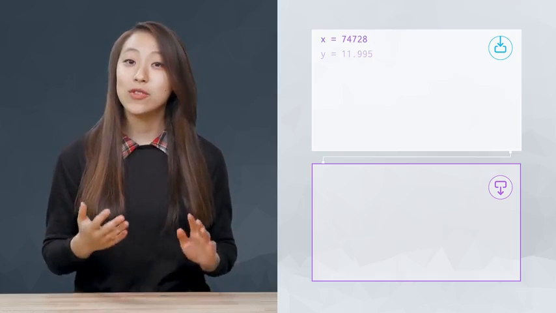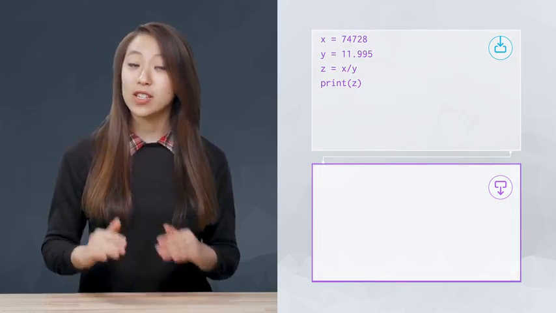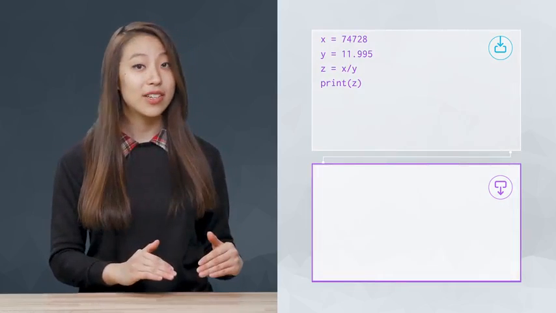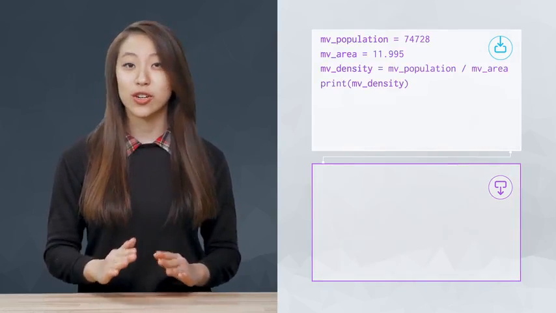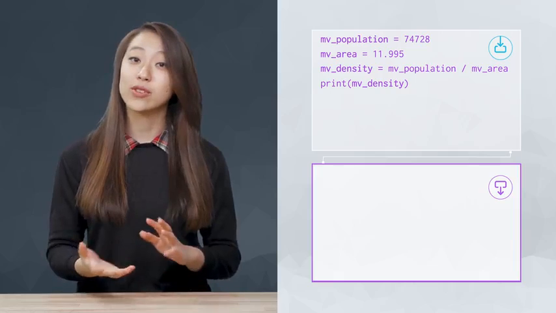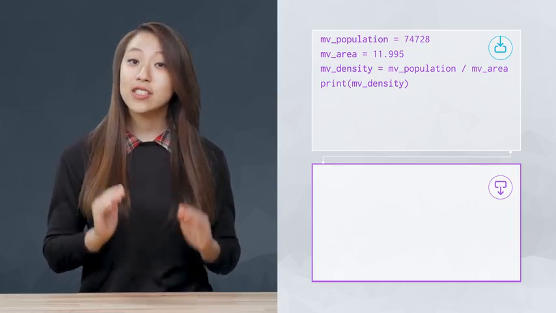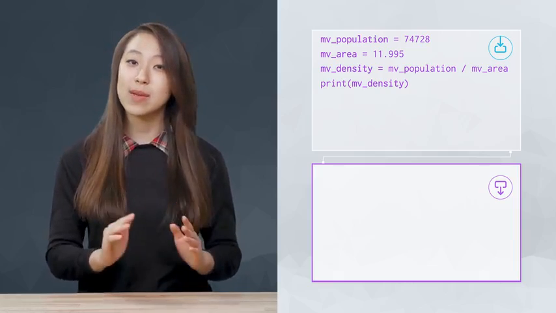For example, if you were computing the population density of Mountain View by dividing the population by the land area, this is one way to compute the correct answer. But it's much clearer with these variable names, which are actually descriptive of the values they represent. In addition to being descriptive, there are a few things to watch out for when naming variables in Python.